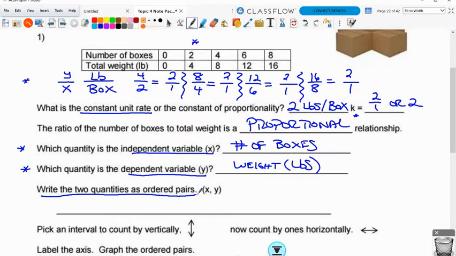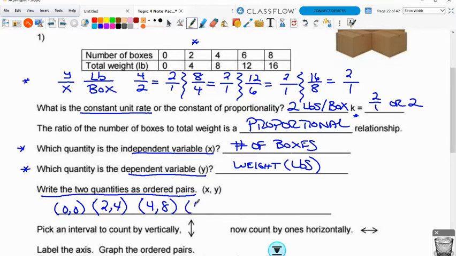So looking at our table of values, again, they both started with 0, 0. So our first point that we plot on our graph later on is going to be 0, 0. The next one, all right, x comma y. X was the number of boxes, so it's going to be 2 comma 4. 2 boxes weighed 4 pounds. The next point is going to be 4 comma 8. 4 boxes weighed 8 pounds.